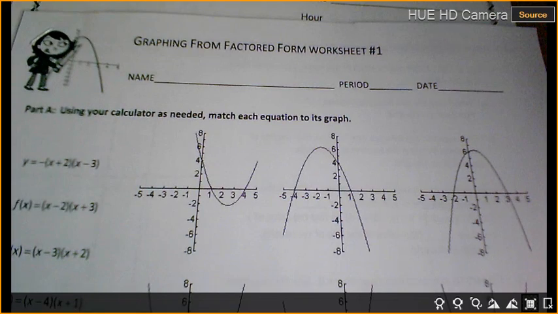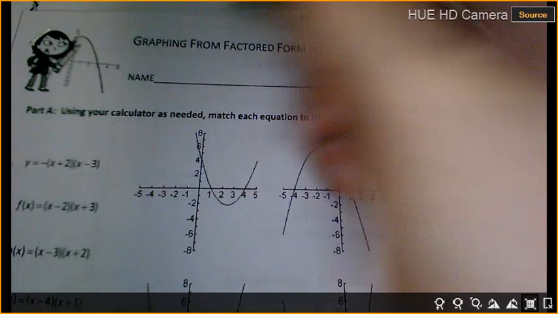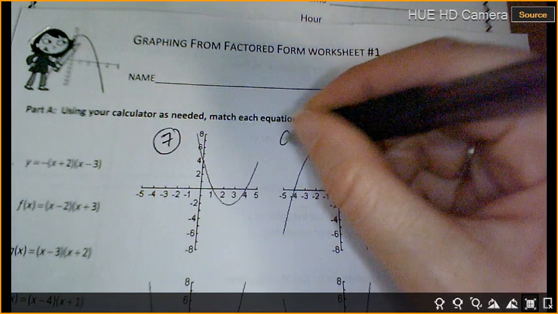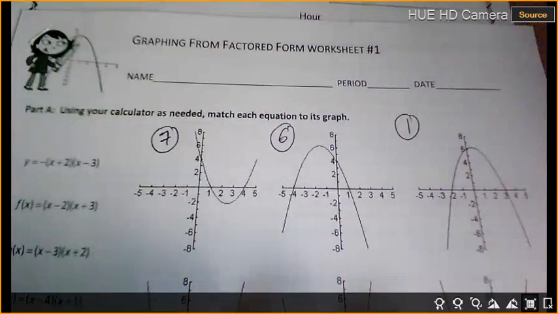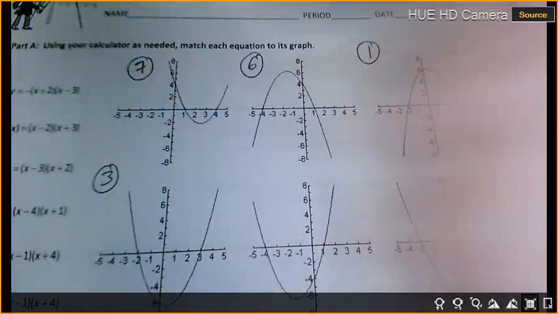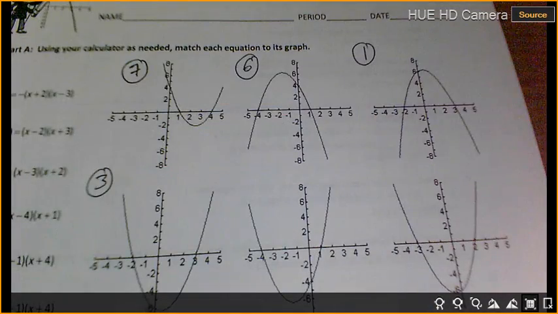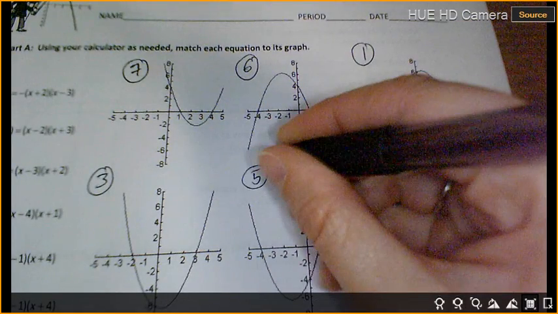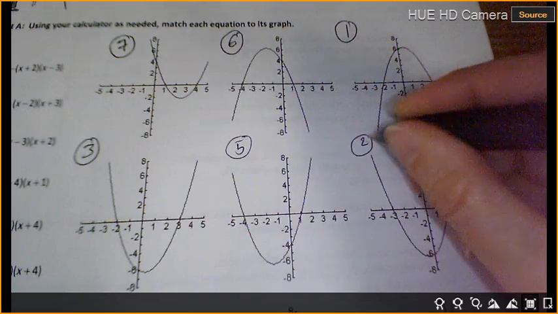All right, this one's number 7. 6, 1. Yep. This is 3. I will go over whichever ones you have questions on, why they are there. Let me go over the answers first. I do have a method to this. This one's number 5. This is 2. This is 11.